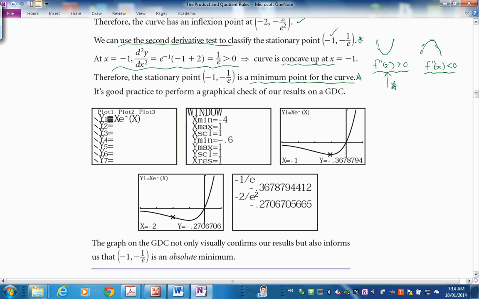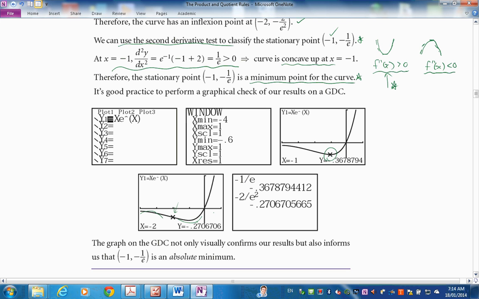So here's your local min, and in here you can see it's slightly concave down to concave up there as we go along. You can't see it all that well, but it's in there.